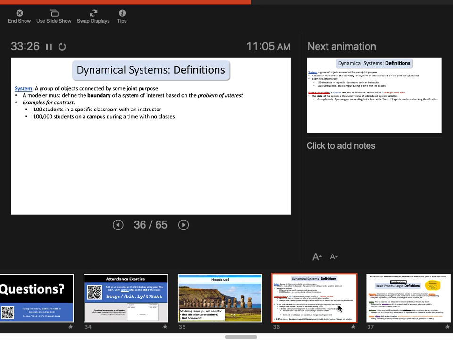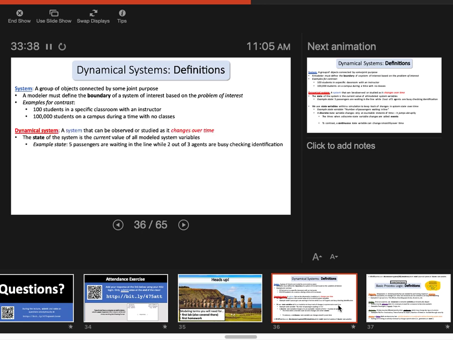Both models involve students, but you're modeling very different things. And because you're modeling very different things, within the model you're not just simply taking this model and adding to it. You're building a totally different model for that one. A dynamical system is a system that changes over time.